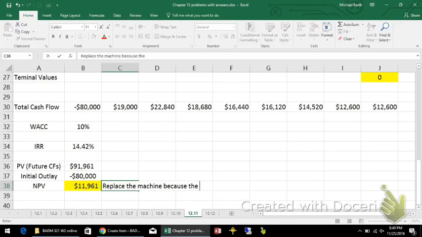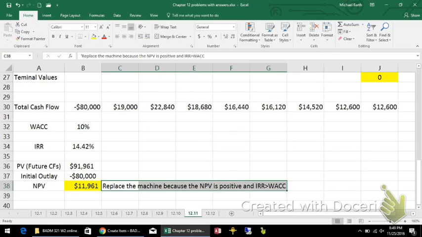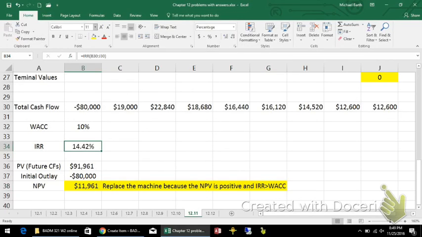because the NPV is positive and IRR is greater than weighted average cost of capital. And that's your decision rules. And that's problem 12.11.